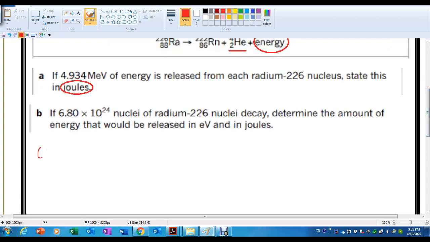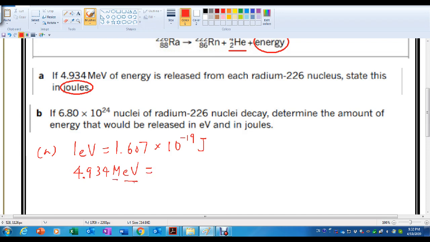Remember, 1 eV equals 1.602 times 10 to the power what? We just saw it before, right? 10 to the power minus 19 joule. Now you've got 4.934 MeV. How could you convert that into joules? It should be okay for you guys.